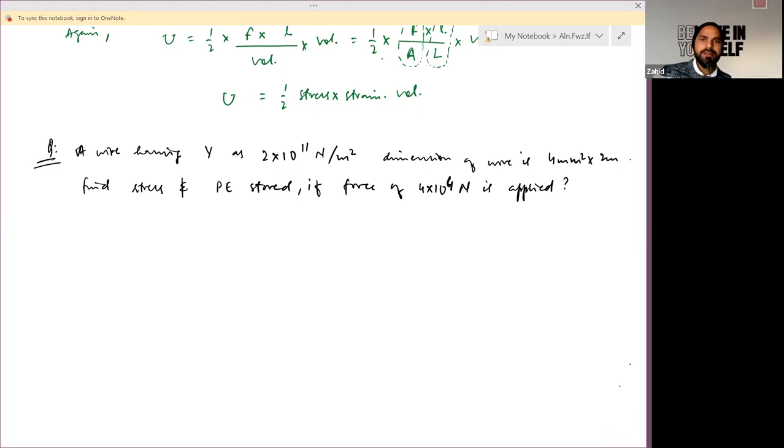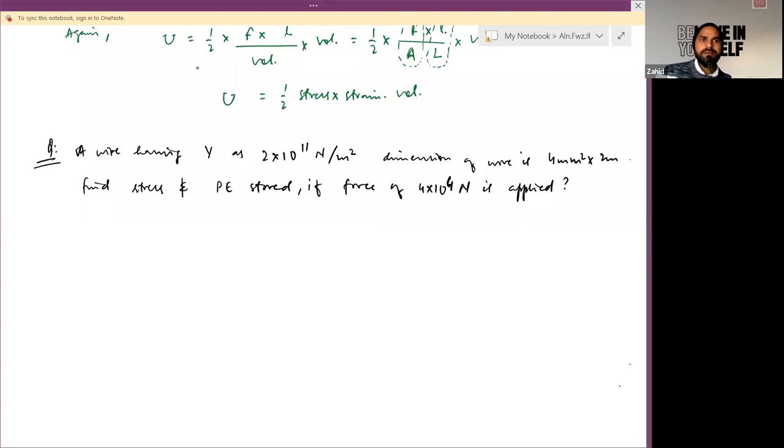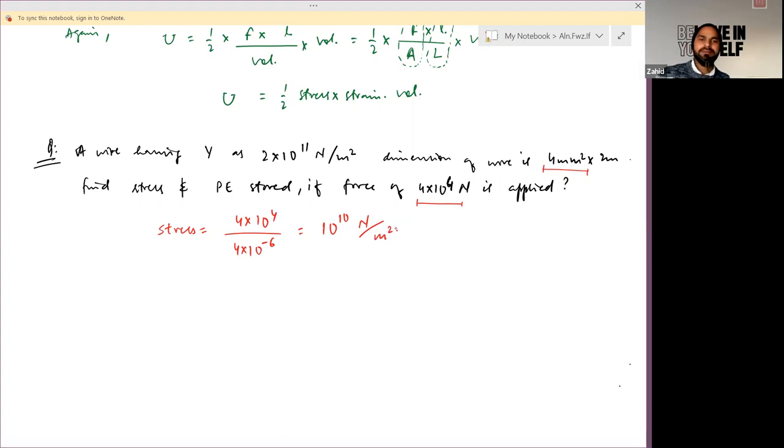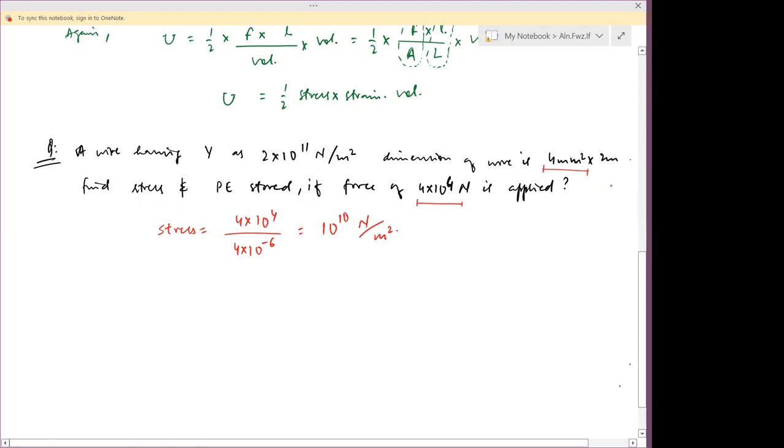Ifra, you have made a little mistake. We have force as 4 into 10 to the power 4 and area of cross section is 4 mm square. So stress will be the amount of force applied divided by area of cross section. So it will be just 10 to the power 10 Newton per meter square. Okay? Yes, sir. Okay, try to find potential energy.